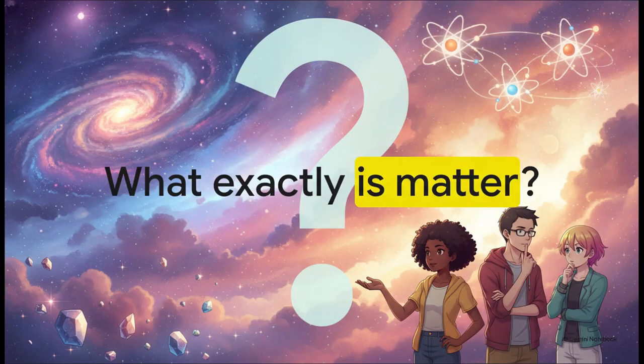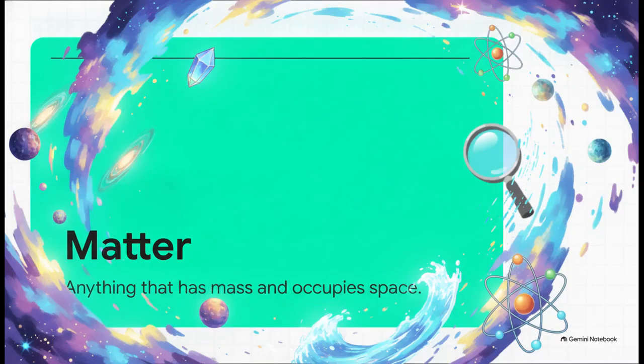But before we can start organizing the universe, we kind of have to define what it's actually made of, right? You've probably heard the word matter a million times. But if a friend put you on the spot and asked, hey, what exactly makes up everything around us? What would you say? Well, here is the official scientific breakdown. Matter is anything that has mass and occupies space. That's literally it. It's super simple but absolutely profound because it applies to the entire physical cosmos. If it has some weight to it and it takes up physical room, boom, it's matter.